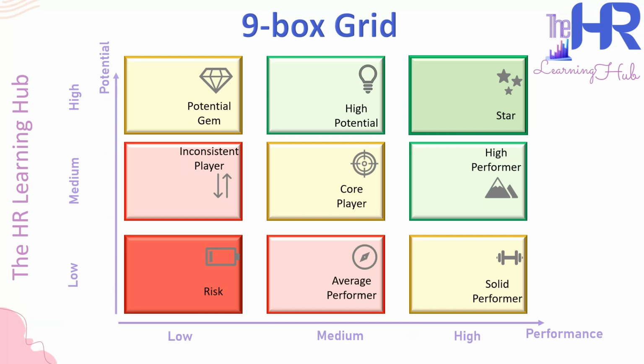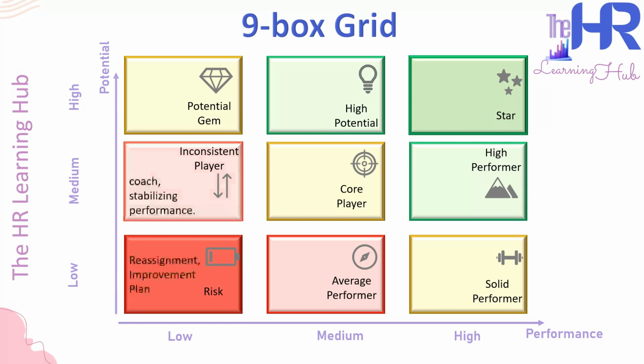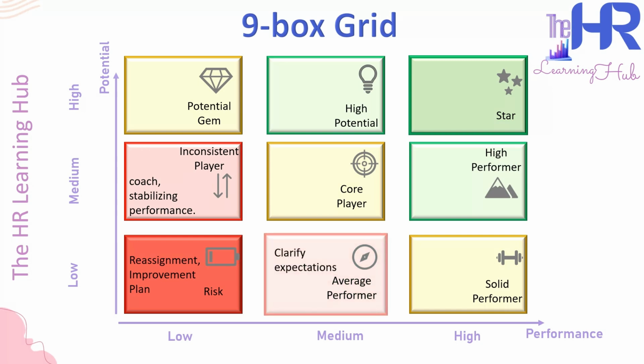Let's quickly go through all the boxes. Start with the bottom left. We have low performance and low potential. These employees need some corrective action or an improvement plan. These could be your bad hires. Next, we have someone with medium potential but low performance. See if coaching can help. Also, maybe a different role or a different project can help over here.